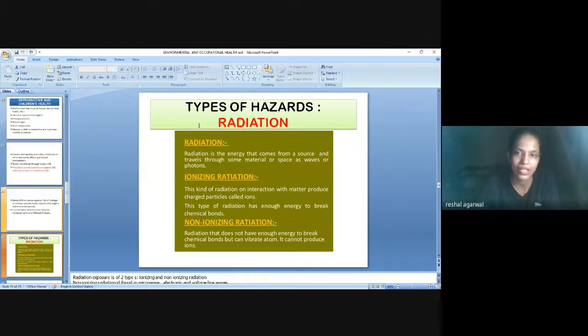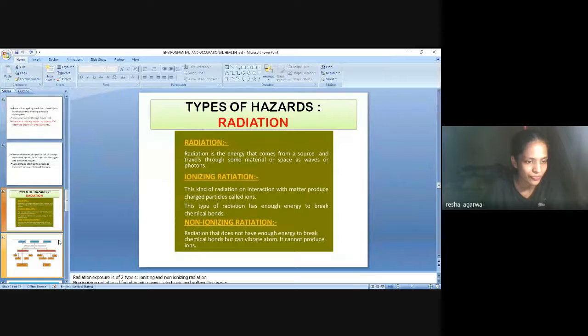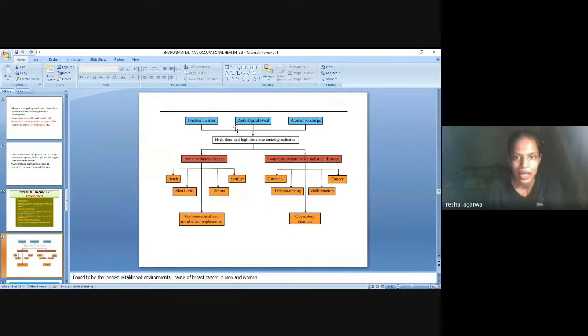First, I would like to talk about a very important hazard, that is radiation. Radiation exposure is of two types, ionizing and non ionizing radiation. Non ionizing radiation is found in microwaves, electronics, and voltage line waves. Ionizing radiation exposure is due to nuclear power plant emissions, uranium mining, weapons testing, and medical technologies. This is where I've shown how much damage is being caused. It's found to be the longest established environmental cause of breast cancer in men and women.